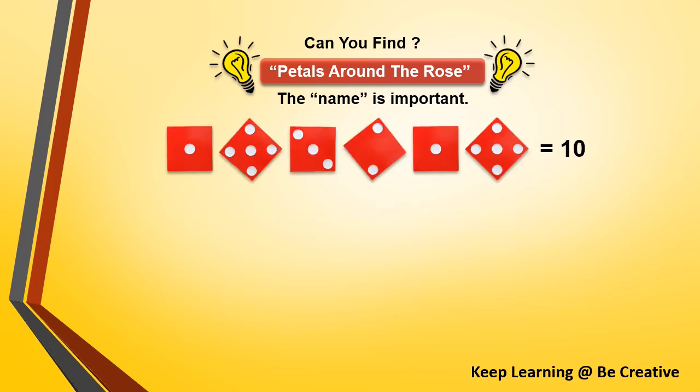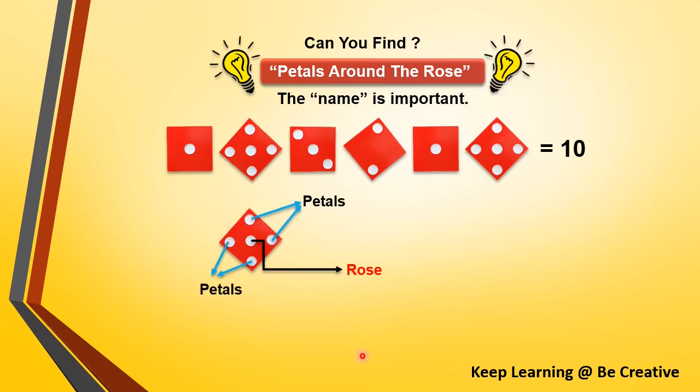In the first row, we have the value as 10. Let's see how we are going to get this. As I told you, the name of the game is important, that is Petal Around the Roses. So let us observe first this die. If you observe this die, here we are going to consider the middle dot as the rose and the dots around it as its petals. So here, if this is a rose, then we have 4 petals around this rose.